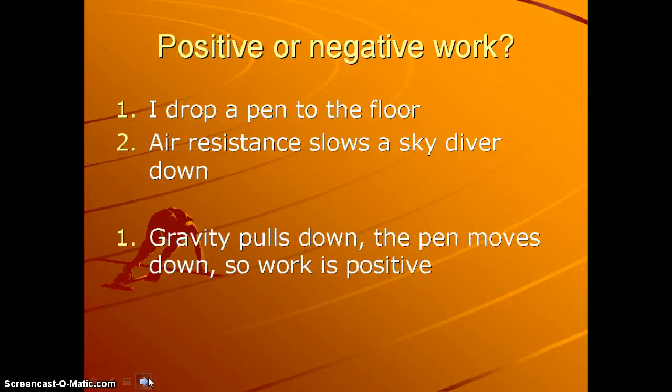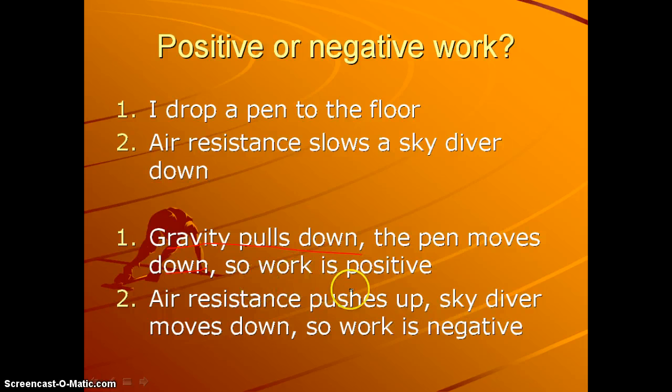Number 1 is going to be positive work. That's because gravity pulls down and the pen also moves down, so the work is positive. Number 2, that would be negative. Air resistance is pushing up, but the skydiver is moving down, so the work is negative. Make sure you don't forget your summary for your Cornell notes.